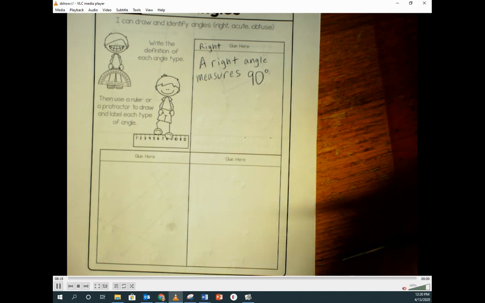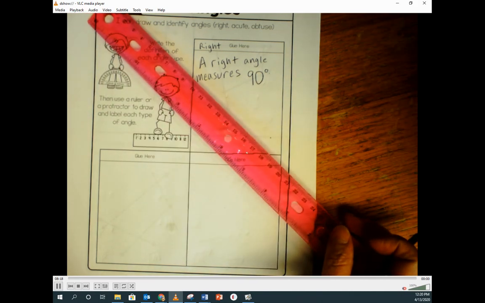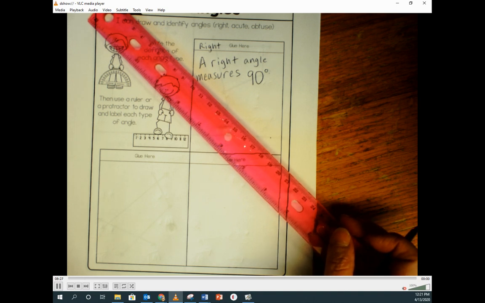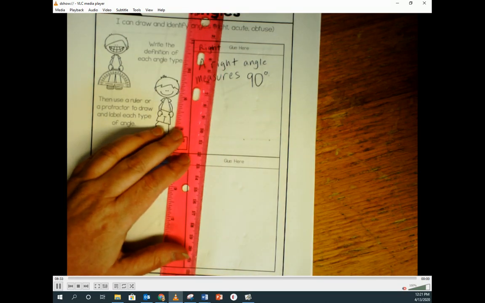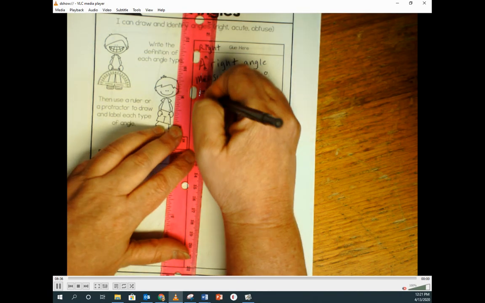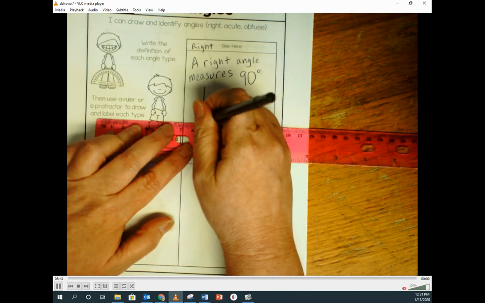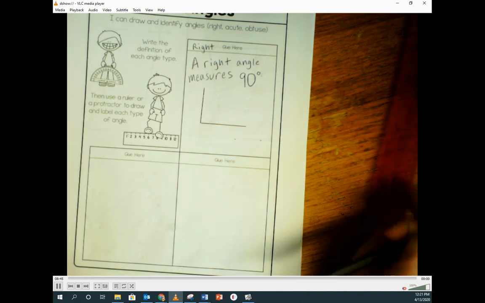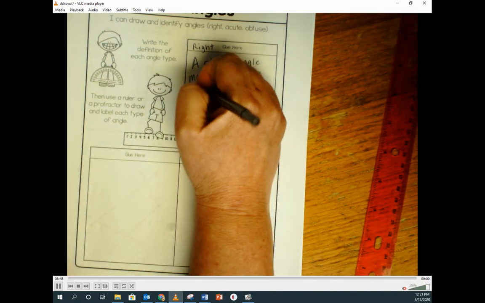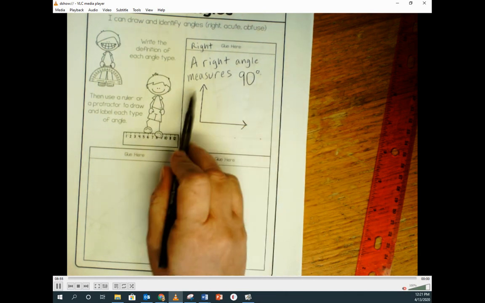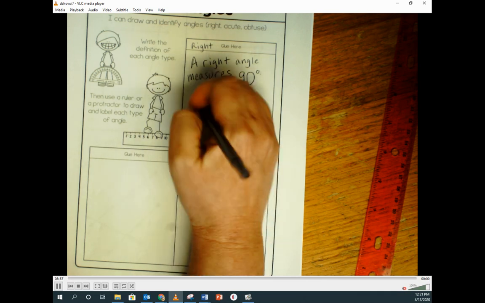So to draw this, you can use your ruler. You don't have to use your ruler, but you can. And in this case, we're not using the ruler to measure anything. We're simply using the ruler as a straight edge. So it helps us to draw straight lines. So I'll draw a straight line up and down and a straight line across. So you can see that an angle is made of two rays. So we put the arrows on the ends, and then we are going to label some of the points.